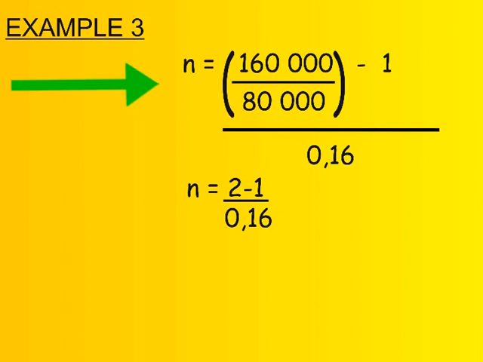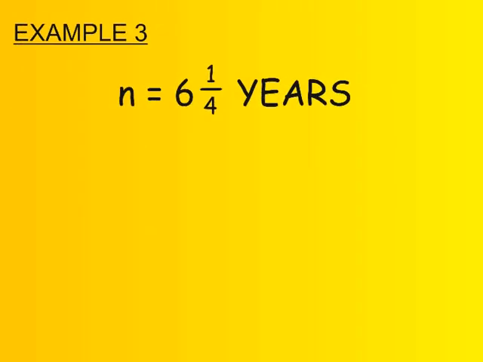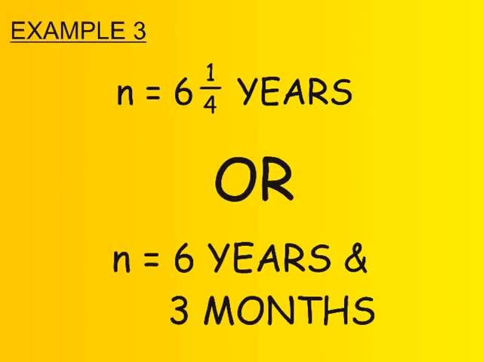Future value is, remember I said it's 80,000 Rand we want to double. That means that future value is 160,000 Rand divided by present value 80,000 Rand minus 1 over 0.16, which is going to equal 2 minus 1 over 0.16, which is 1 divided by 0.16, which is going to equal 6.25 years. That means that we need 6.25 years to double our money at that interest rate, or 6 years and 3 months.